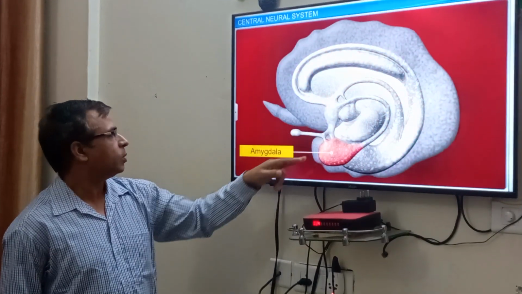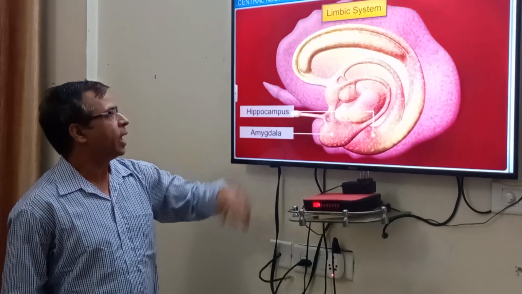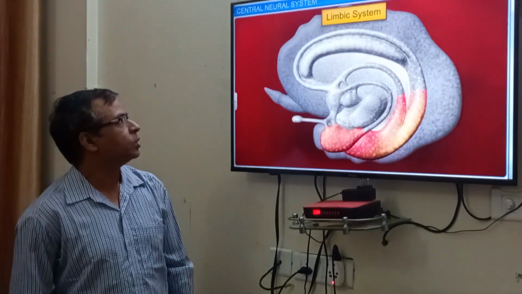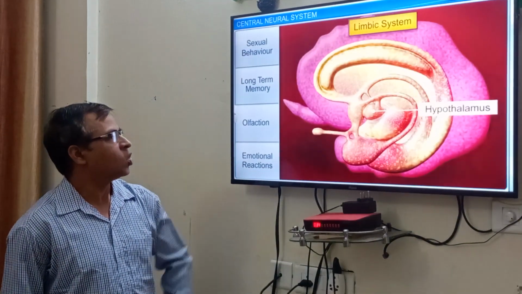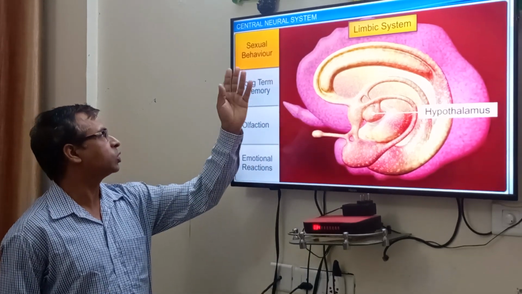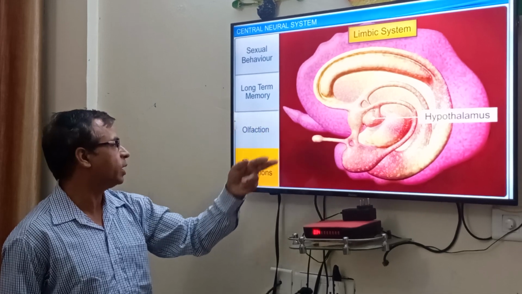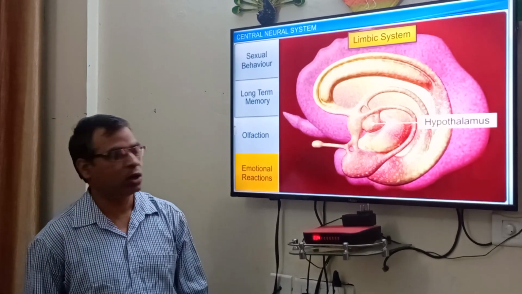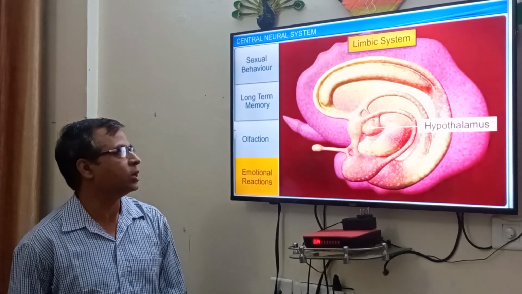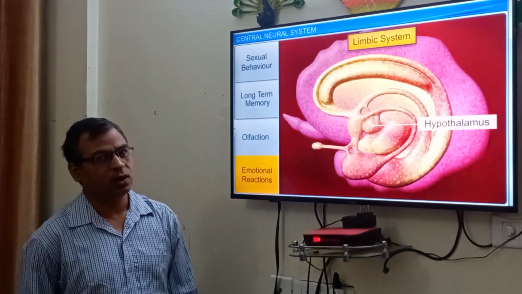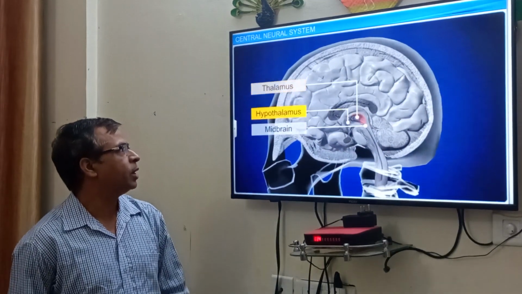In this diagram you can see the limbic system. This limbic system consists of the amygdala, hippocampus, and other structures. It has very important functions, and along with the hypothalamus it controls sexual behavior, long-term memory, olfaction, that is the sense of smell, and different emotional reactions like rage and fear. Motivation is also controlled by the limbic system along with the hypothalamus.